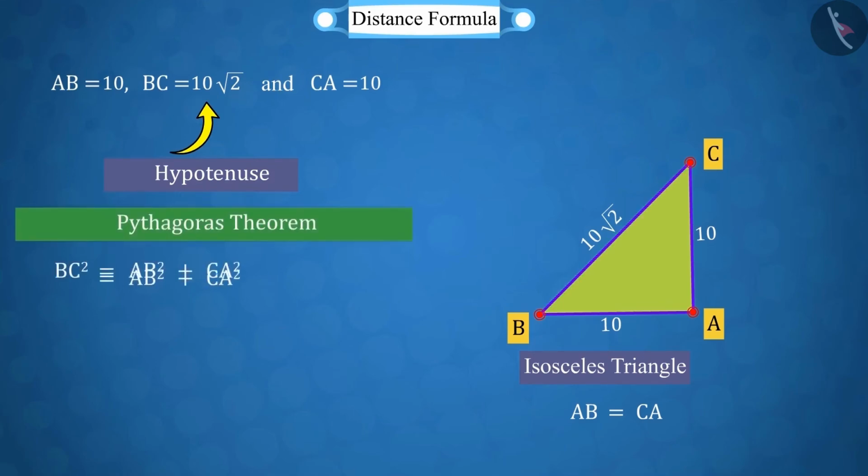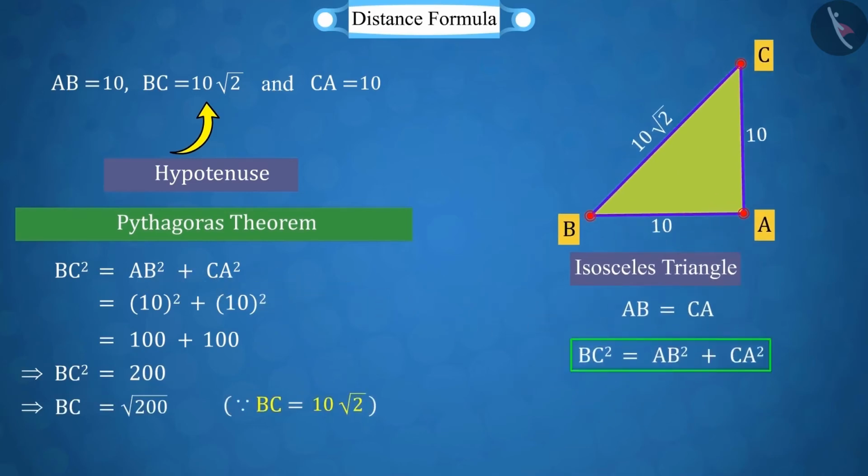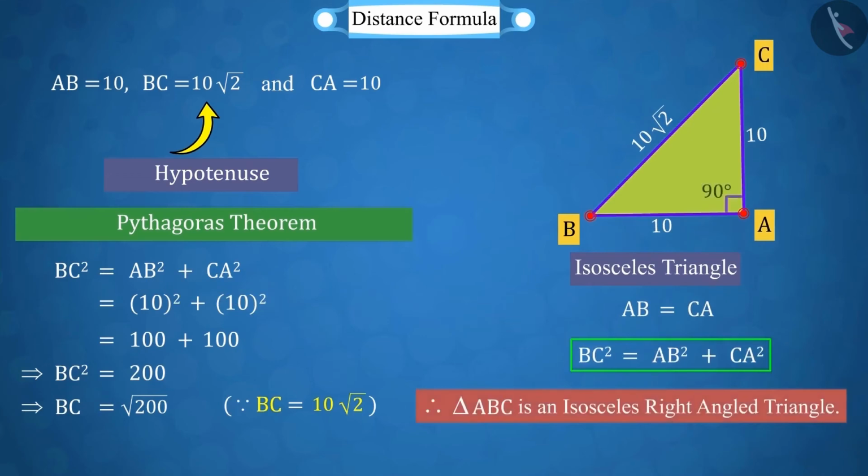Now, by placing the values of these three in the Pythagoras theorem, let's verify if it's a right-angled triangle. If we sum the squares of AB and CA, we get 200, which is equal to the square of BC. So, we can say that it is an isosceles right-angled triangle.